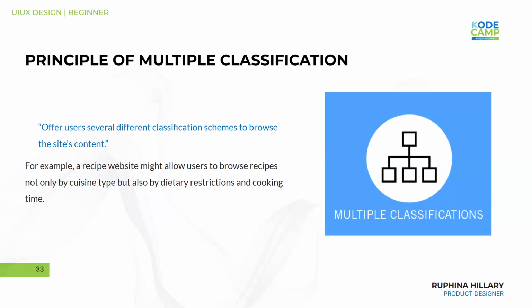For example, a recipe website might allow users to browse recipes not only by cuisine type, but also by dietary restrictions and cooking time. So with multiple classification, a particular recipe that the user is looking for can be found via cooking time. These are different search prompts or search filters by which we can classify the different recipes, hence multiple classification.